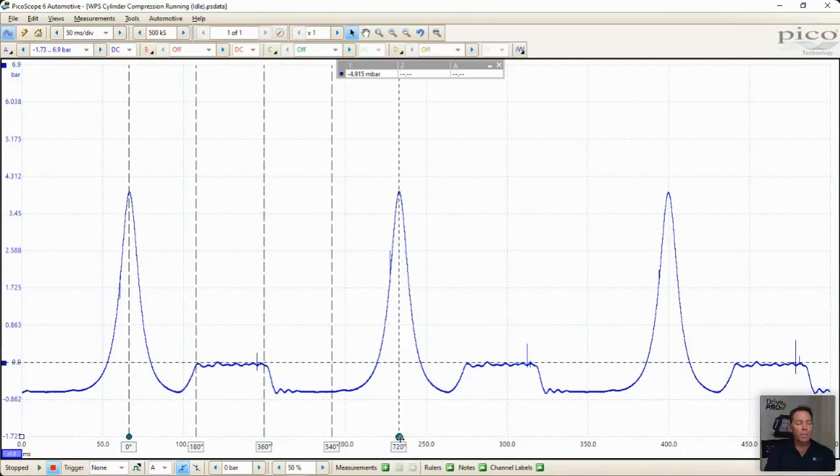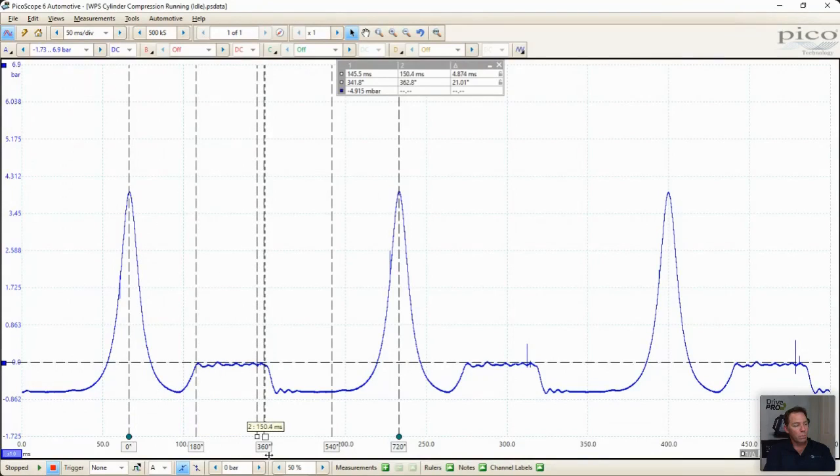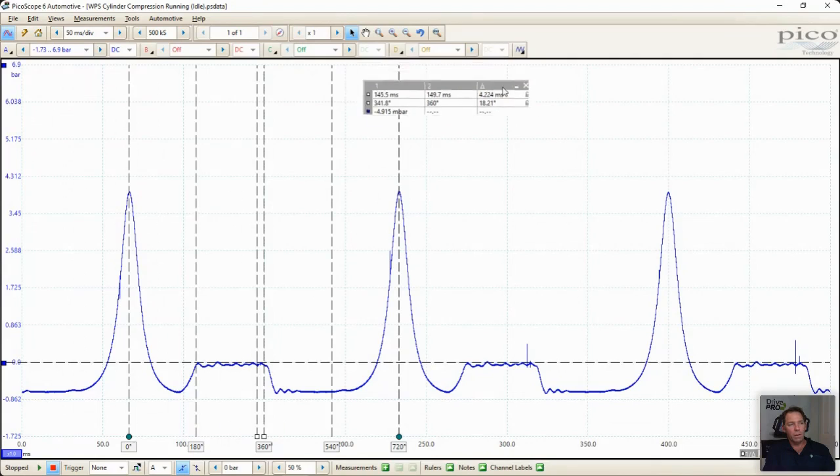But we need to use these rotation rules to work out where the piston is. Then we just look at where this intake valve's opening. Now, we can measure exactly where that intake valve's opening by using our vertical rule. So I'm going to bring one over to here because that's where that bit of noise is. I'm going to bring my second one over here before top dead center. There we go. Now, if we come back up the top here, now you can see we've got this second line that's on our measurement box.